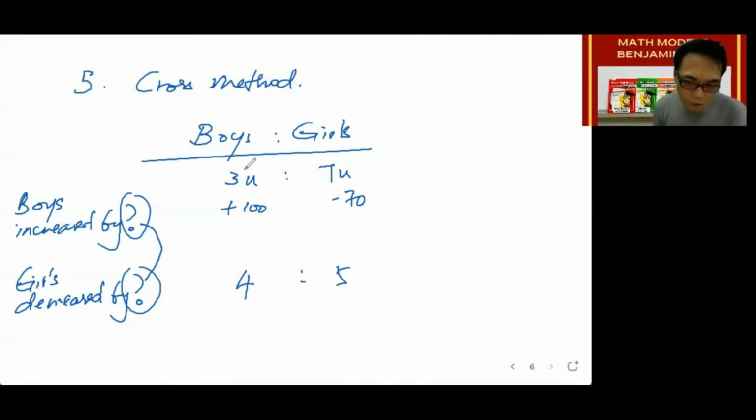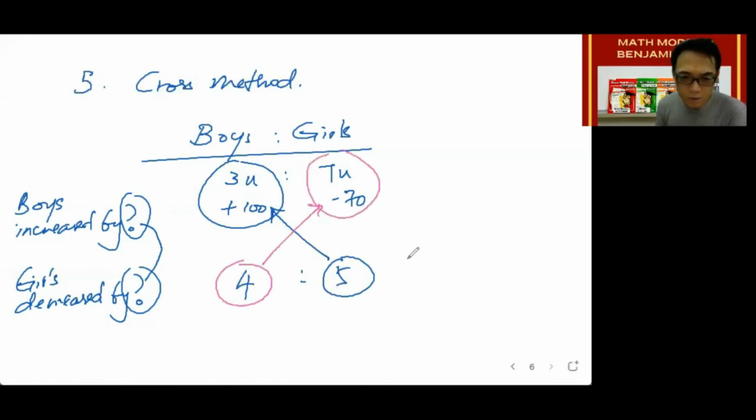So in the cross method, what you do is you take this number and multiply it here, and then also take this number and multiply it over here. So if you take 5 times 3 units, you should get 15 units, and then 5 times 100, you should get 500. Next, if you take 4 times 7, you should get 28 units, and then 4 times 70, you should get 280. And because this is a minus sign, then so is this. And they are equal.